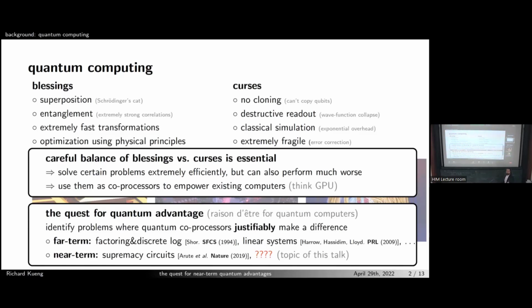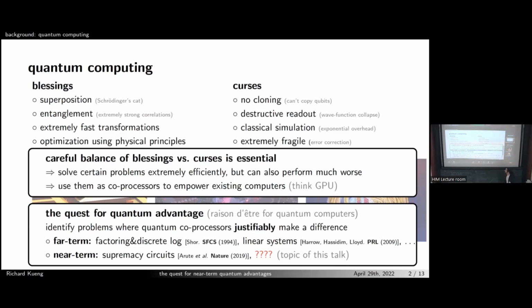And for the far term, for very, very big and very accurate quantum computers, we have very good use cases already, like Shor's algorithm for factoring and discrete logarithm in polynomial time. But in this near-term regime, where we are now, where the quantum computers are noisy, they are not big, and you cannot run computations for a very long time, we don't have that many use cases or applications.